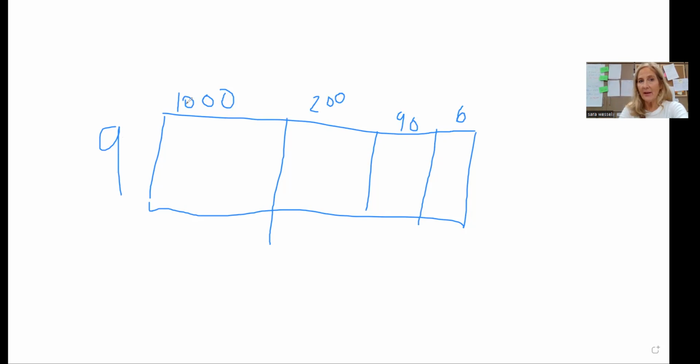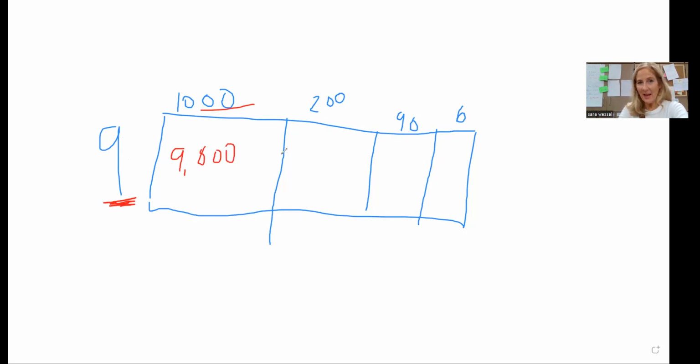So 9 times 1,000, 9 rows. I'm still thinking about rows and numbers in a row. 9 rows with 1,000 in each row, of course, is going to just be 9,000. Ugh, I hate how messy it is, but okay.